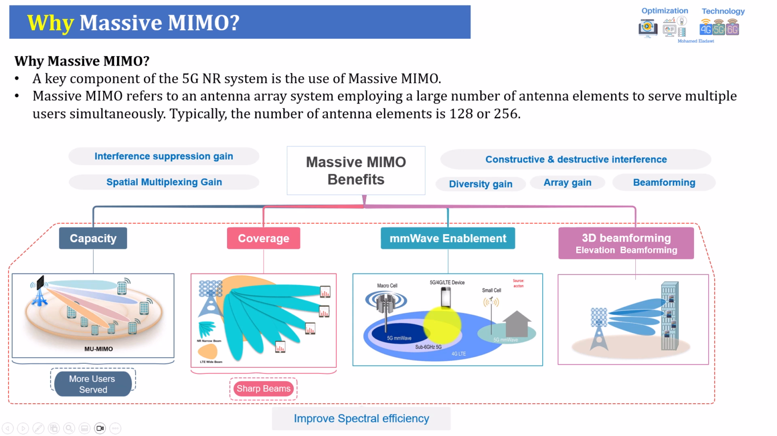All of that was being achieved, as we explained in the previous session: we have diversity gain, array gain, and beamforming gain. All of that was already present in MIMO, but now it becomes much more efficient, with much better gain in massive MIMO because of the higher number of antenna elements and so on.